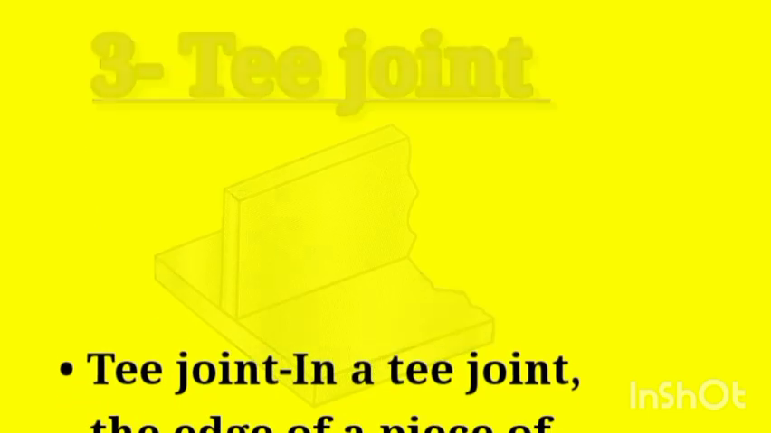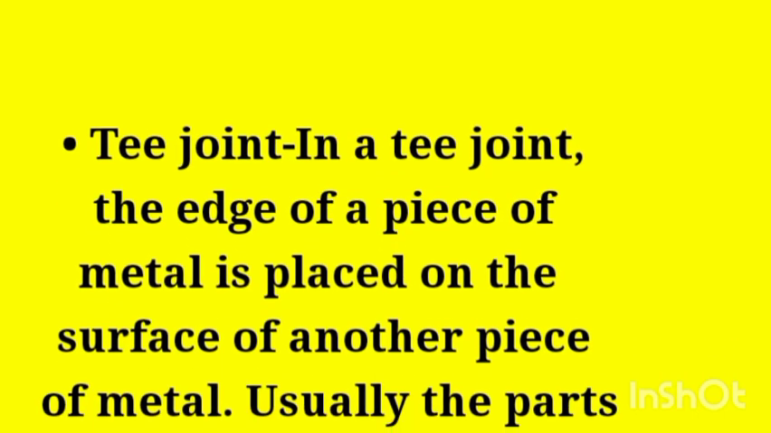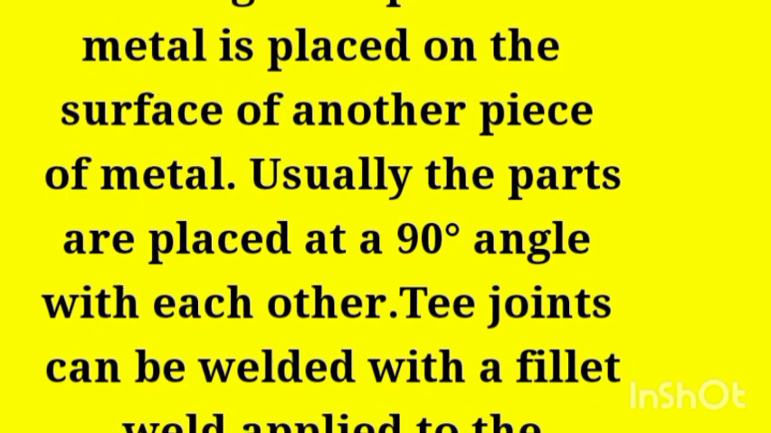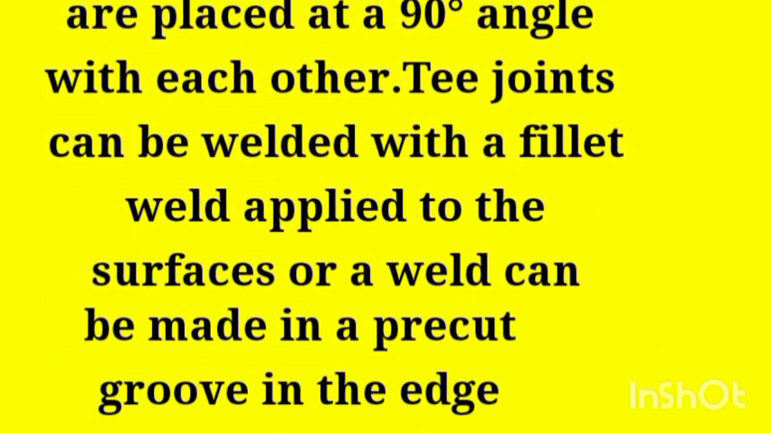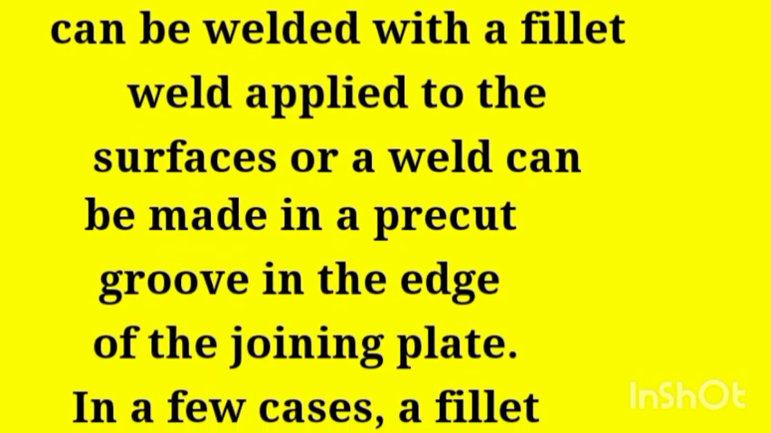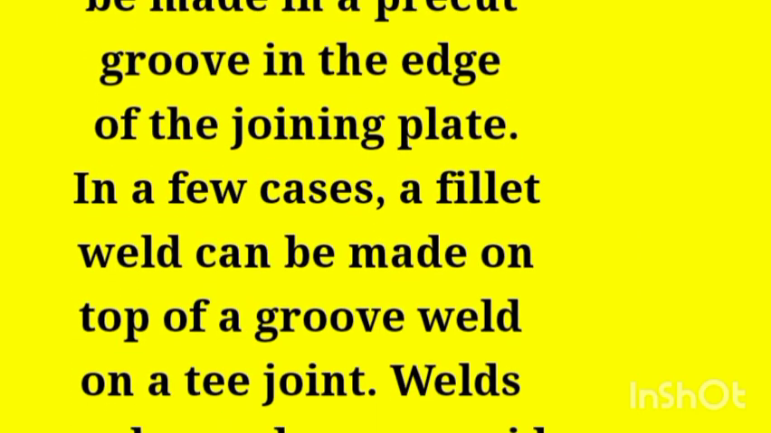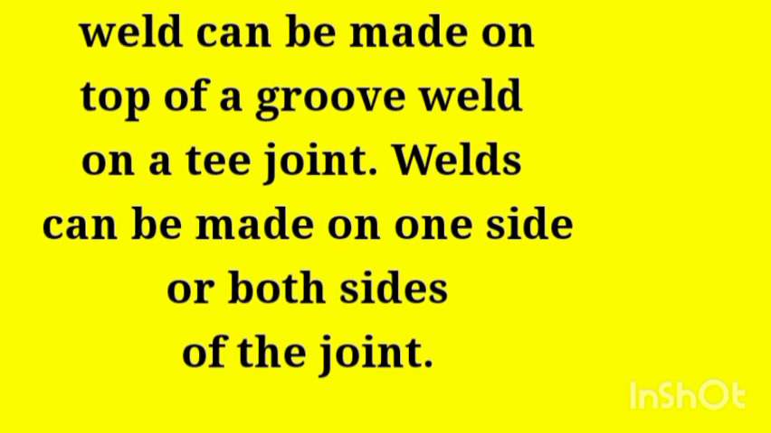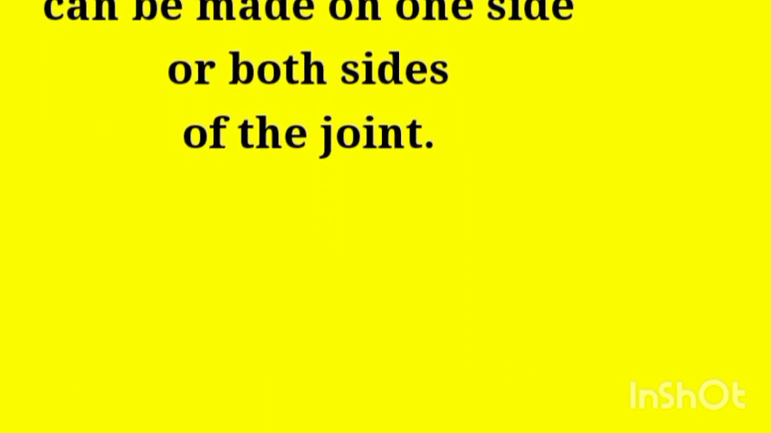T-joint. In a T-joint, the edge of a piece of metal is placed on the surface of another piece of metal. Usually the parts are placed at a 90 degrees angle with each other. T-joints can be welded with a fillet weld applied to the surfaces, or a weld can be made in a pre-cut groove in the edge of the joining plate. In a few cases, a fillet weld can be made on top of a groove weld on a T-joint. Welds can be made on one side or both sides of the joint.